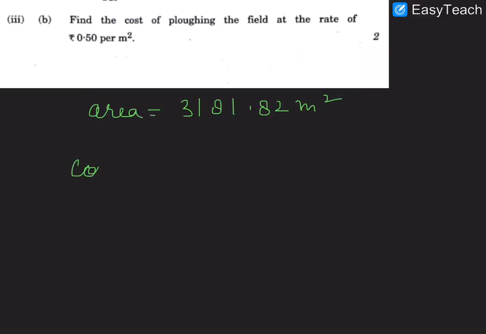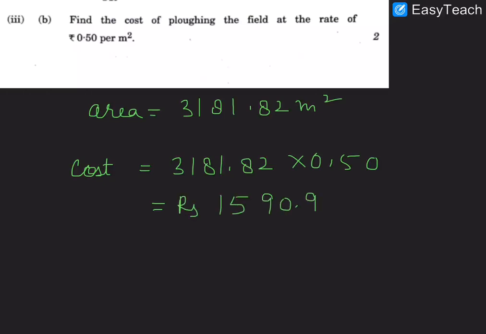So cost of ploughing will be 3181.82 into 0.50, because this is the rate for ploughing the field. So when you multiply this, you will get rupees 1590.91. So this is the cost of ploughing the field.